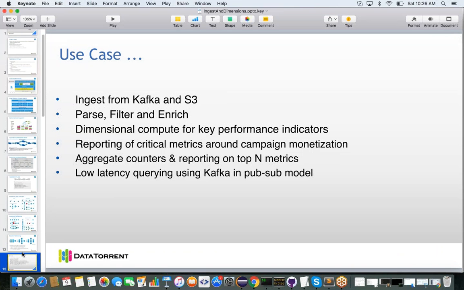Now let's take a look at a typical use case. I'm going to pause for like 30 seconds before moving on. Now we are diving into the customer use case that we have. Feel free to write any questions. Happy to take them at this point.